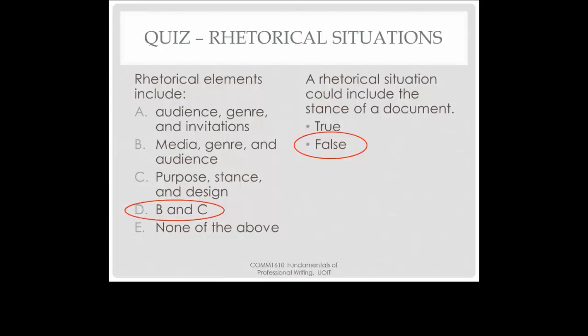Remember that a situation would be something like writing an essay for a class, or writing an article for a newspaper, or writing a speech for a political debate. The situations are very different. Therefore, so are the decisions regarding the rhetorical elements, which includes the stance.